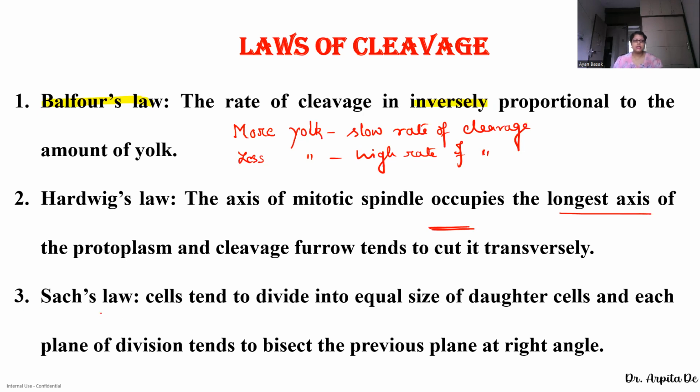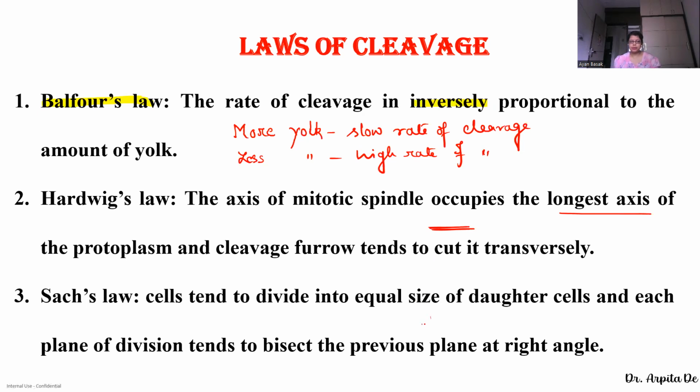And the last one, what is it? Sachs' law. Cells tend to divide into equal-sized daughter cells, and each plane of division tends to bisect the previous plane at right angles. Remember this. Each plane of division tends to bisect the previous one at a right angle.